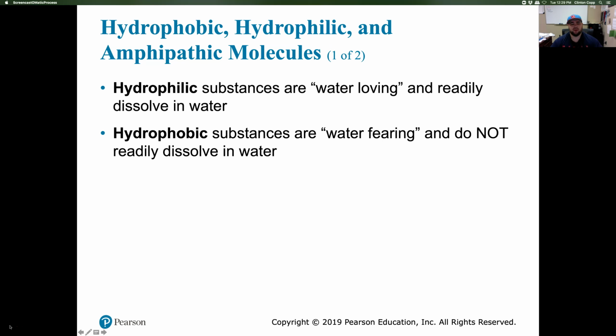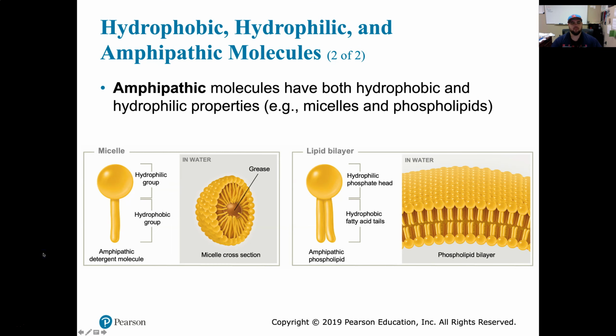Now, amphipathic molecules are molecules that have both characteristics of hydrophilic and hydrophobic substances. We're going to talk about a molecule specifically associated with cell membranes that has amphipathic traits. It has both hydrophilic and hydrophobic regions. So this is a perfect example, having both hydrophobic and hydrophilic regions or properties. The head of a phospholipid is hydrophilic, while the tail is hydrophobic.